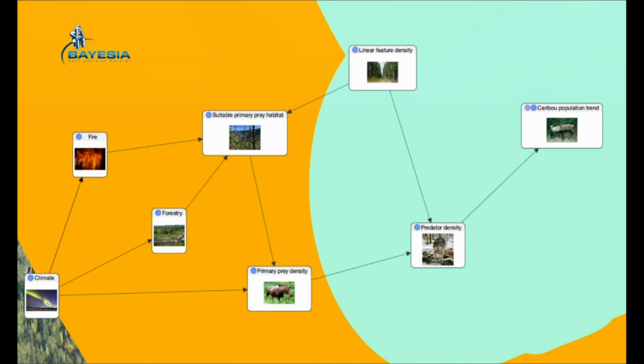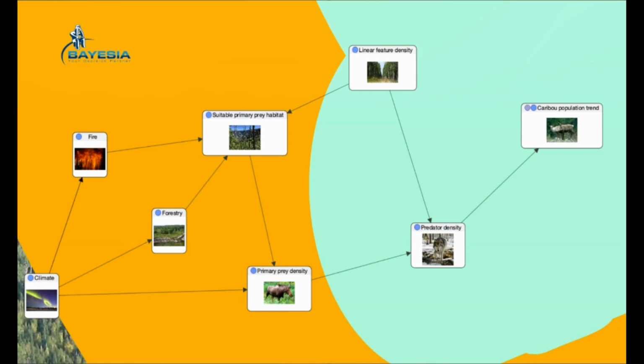And then our caribou populations decline as a result. And then we have this linear feature component, which is providing some additional habitat, but is also driving the predator-prey system. So here we have a representation of the data generating process. And you can see that there are different causal structures here. There are causal chains, and there's potential confounding happening in here. So it's really important to take this to the next step of causal identification.